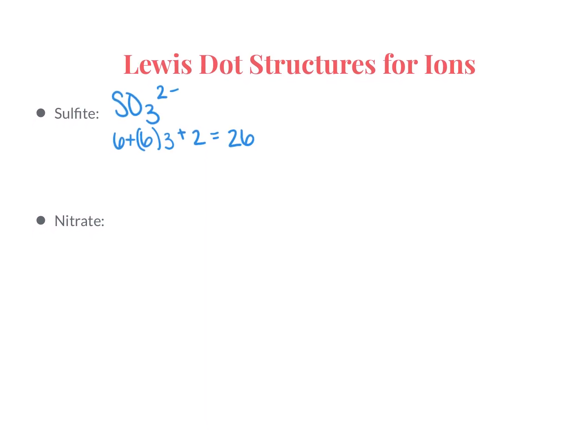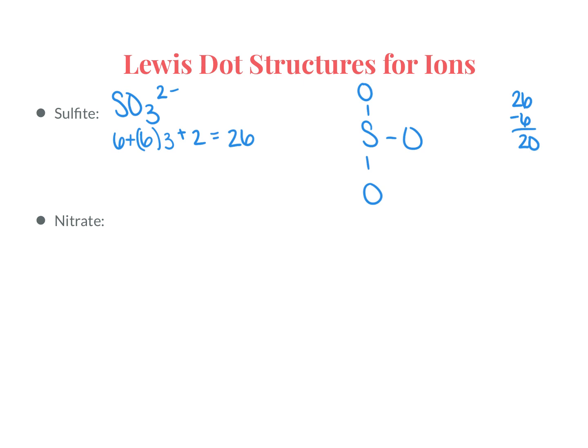So which atom do you think goes in the middle? Okay, so S goes in the middle. And then I'm just going to space out the O's. So we started with 26. How many electrons were used in the single bonds? 6. Okay, so we've used 6. So there's 20 left.